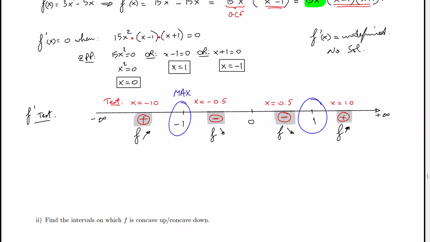So at 1, what's going on there? We went down before it, then we went up after it. So that creates a small valley, and the number is going to be at the bottom. So that will be what we call a minimum value.